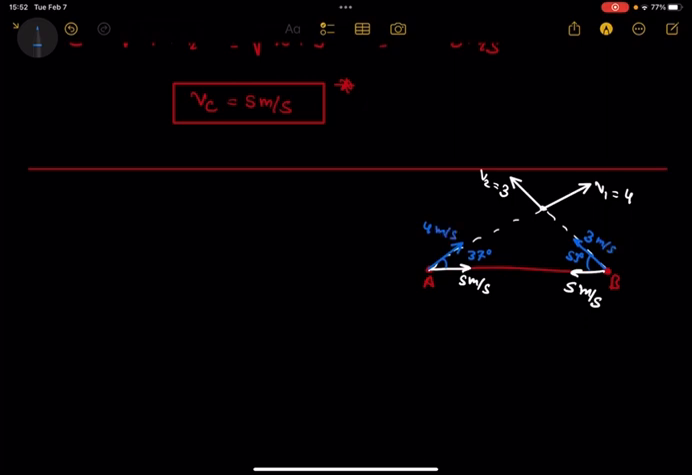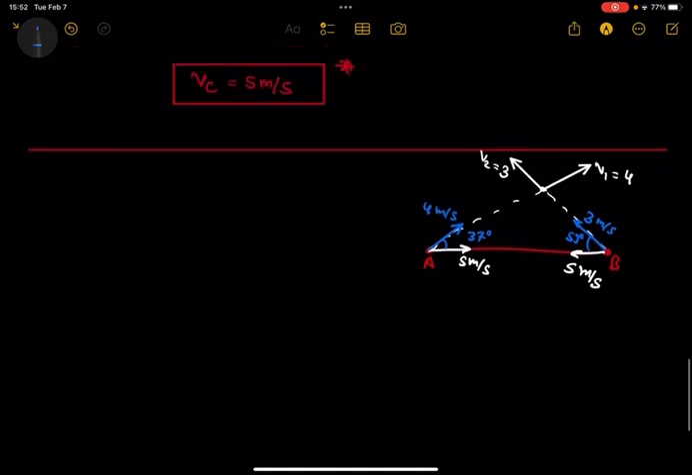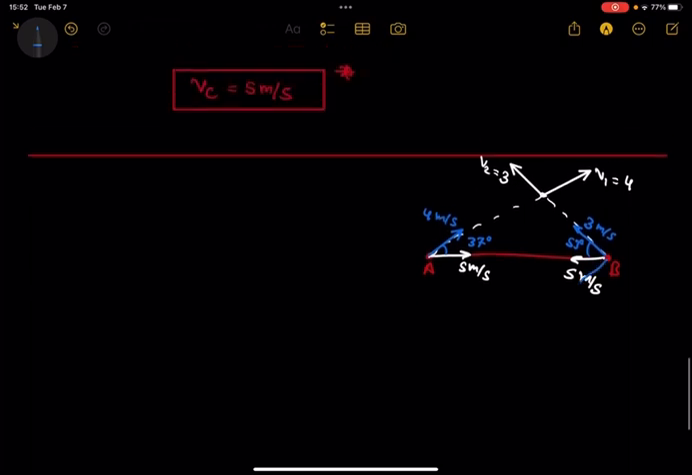My dear friends, just listen carefully. If you take this component, it is 3. So here it is 4 meter per second, and this component is also 3 meter per second. Understood my point?